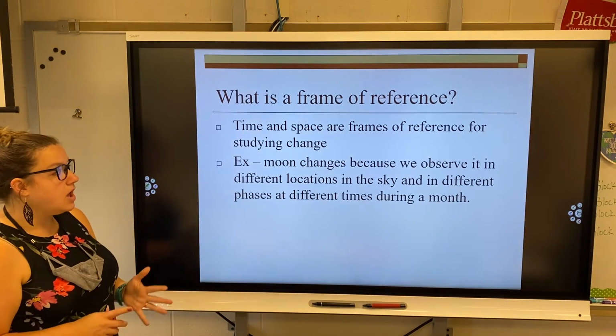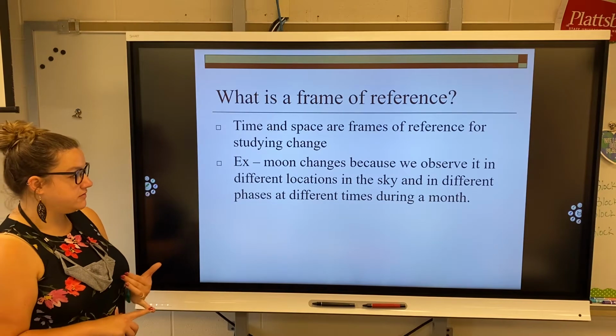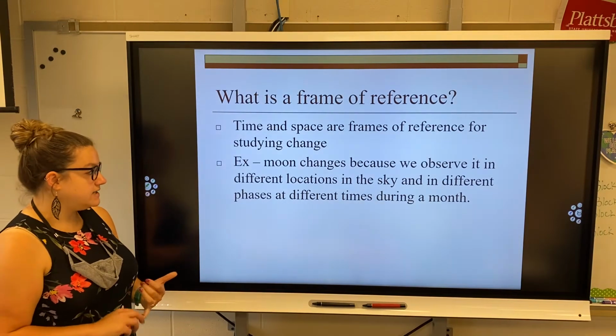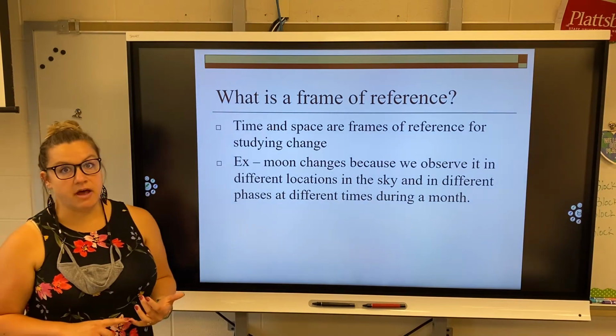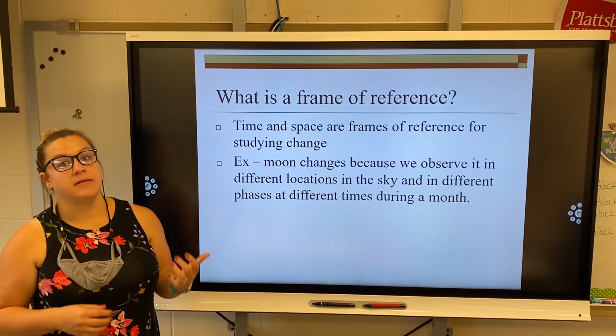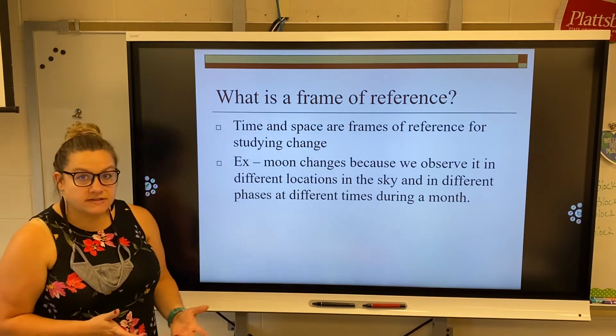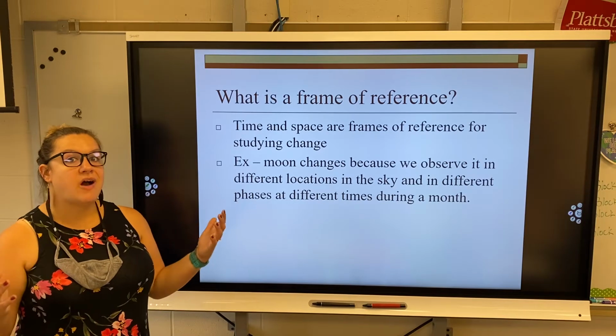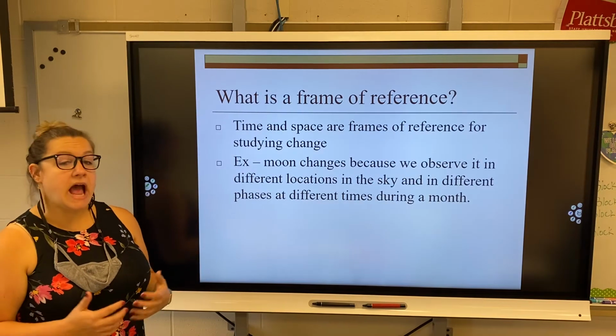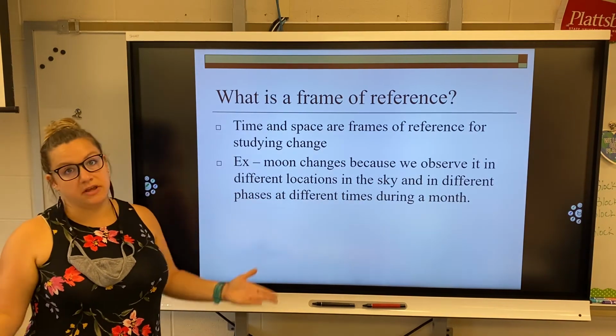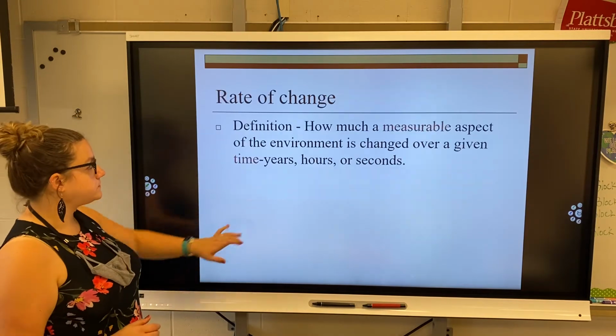So for example, the moon changes because we observe it in different locations in the sky and in different phases at different times during the month. You can actually go out at nighttime every night and see what phase the moon is in at that time, and you can figure out how long that takes and how many times it takes over a course of a year, and so on and so forth.